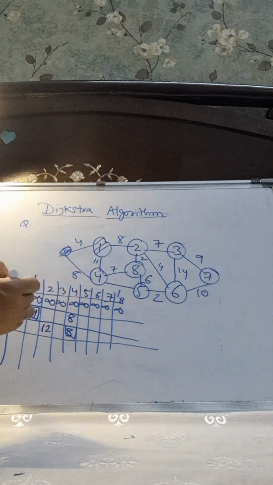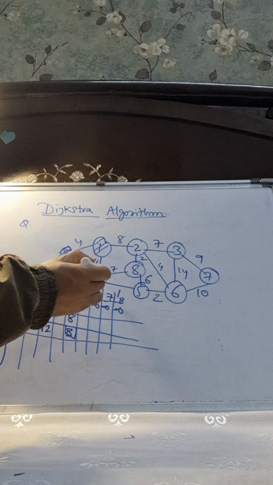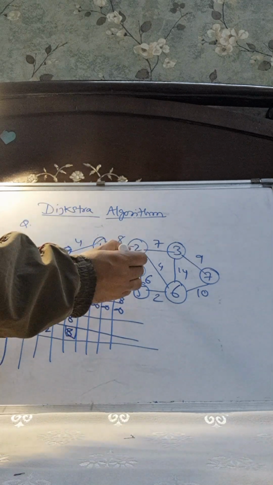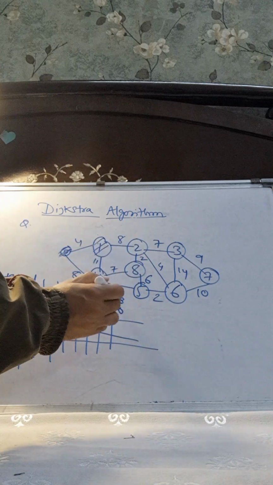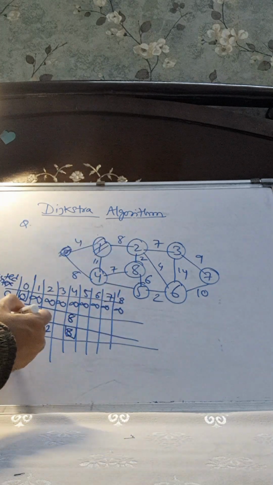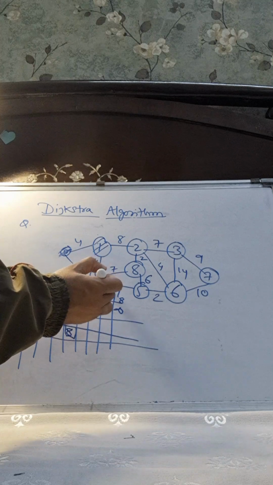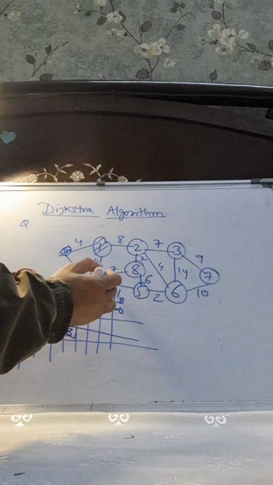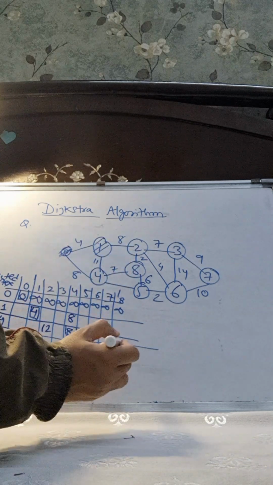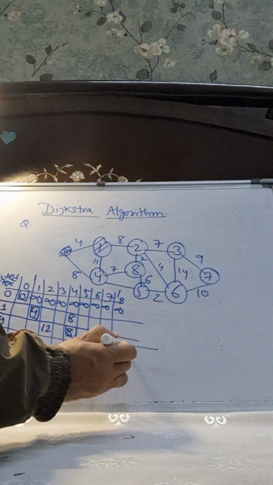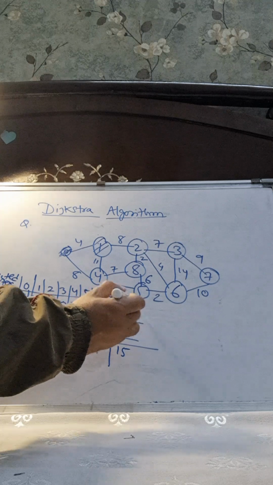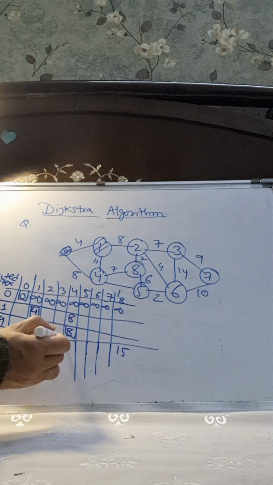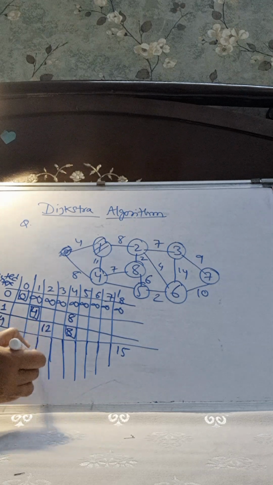Whatever vertex we have already visited, we cannot go back. But from 4, we can go to 8. Right now, the cost of reaching 8 is infinity. And from 4 till 4, how much cost have we got? 8. 8 plus 7 means 15. So 15 is less than infinity, so we will update the cost of reaching 8 to 15, as 15 is less than infinity. This is the first updation we have done.